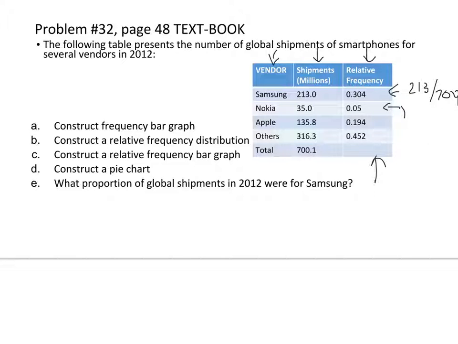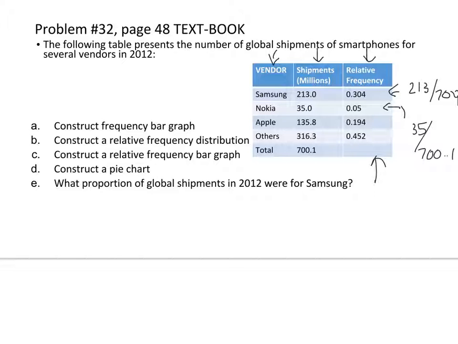This particular number is 35 divided by 700.1. And when we round, we actually get about 0.05. And if we multiply it by 100 to get a percent, we would have 5%. So now we're going to construct a frequency bar graph for the data set.